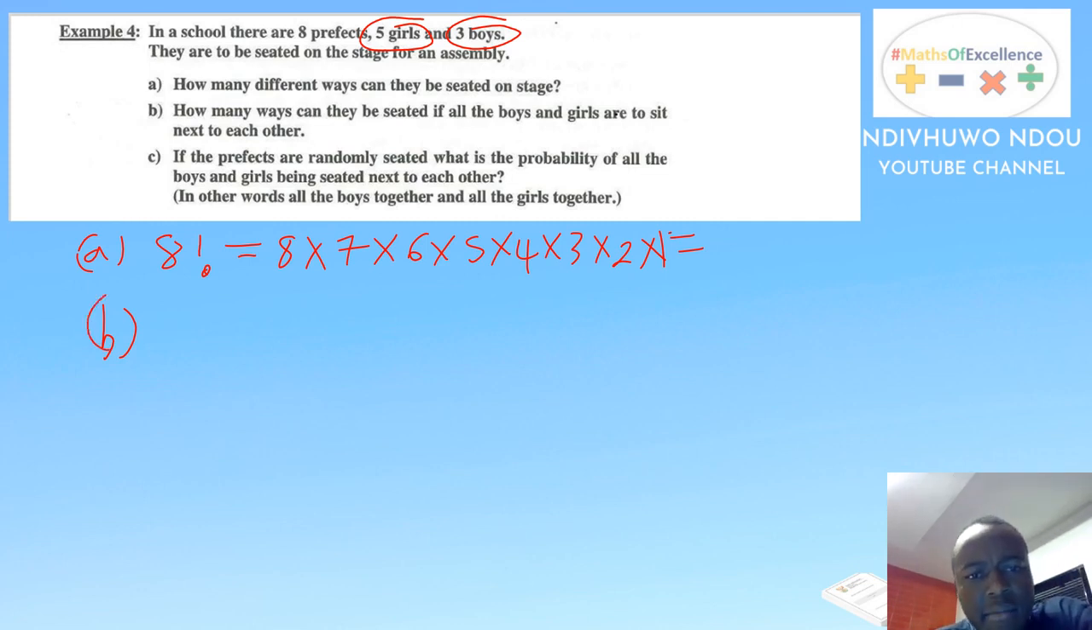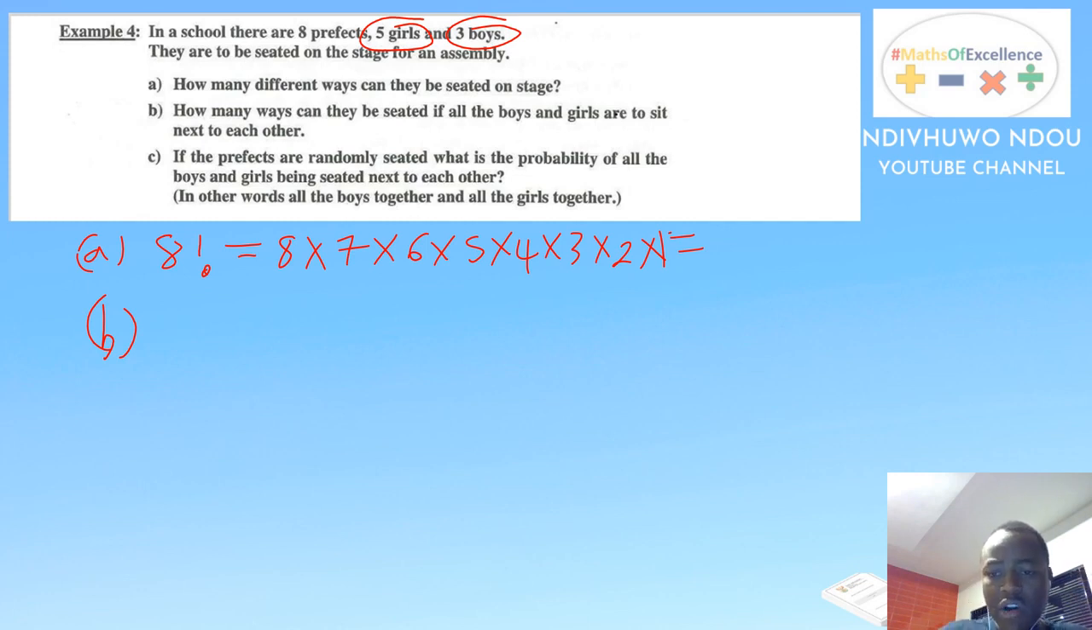How many ways can they be seated if all boys and girls are to sit next to each other? So this is an interesting question, and most of the learners find it very challenging to answer, because to them it sort of doesn't make sense, right? But it really makes sense. We're saying if all boys and all girls are to sit next to each other, how many ways can they be seated, right? So if all boys, I like how Kevin Smith approached this question.